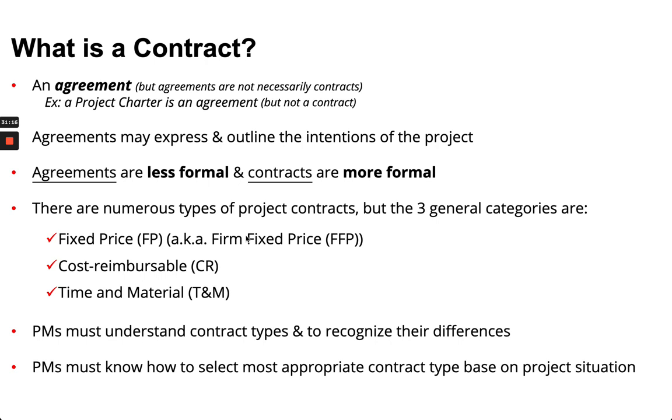There are a number of different types of contracts, but typically they're in one of three categories: fixed price, cost reimbursable, and time and material. You must understand these various types of contracts and the differences, but project managers must also select what is best for you and the client you're serving, so that the selection achieves a win-win.